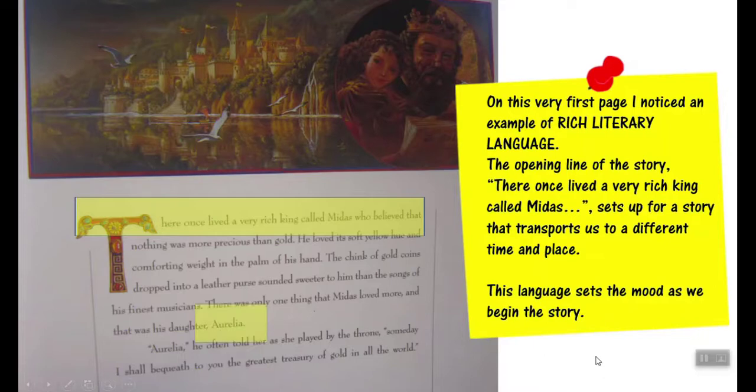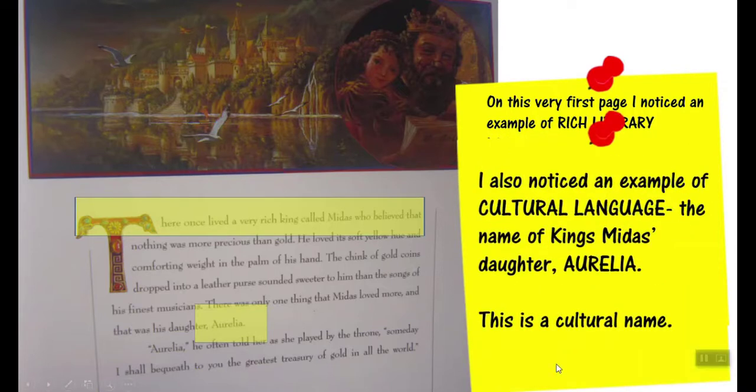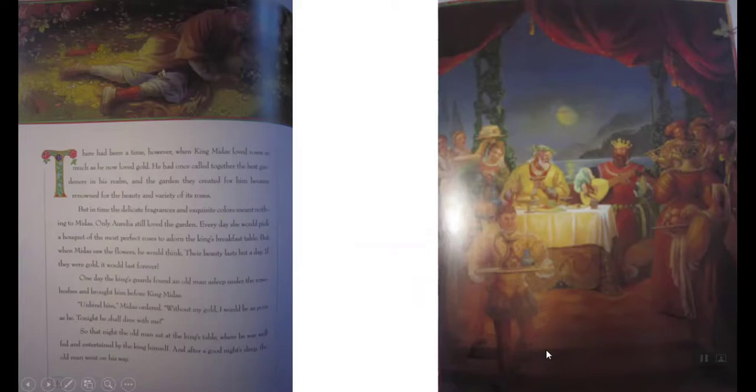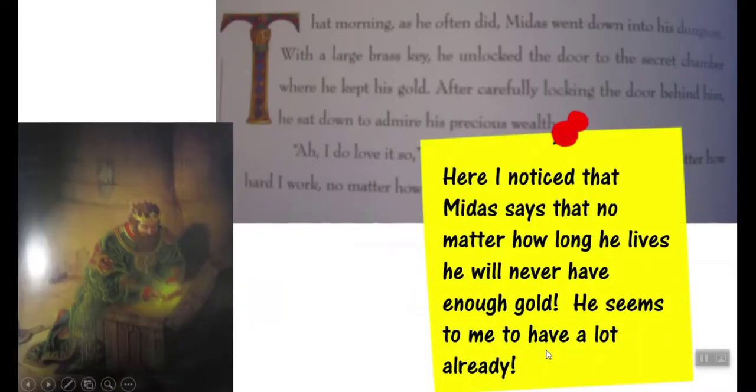And then there's also a word, the name of his daughter, Aurelia. That's a name that we haven't really heard. And that would be more of an example of cultural language. It's a cultural name. So then again, we're looking at Midas and we're thinking about his character and his thoughts and his actions and his words and think of things that would describe him. We're noticing that no matter how long he lives, he will never have enough gold. He already has a lot, but he just wants more and more gold.